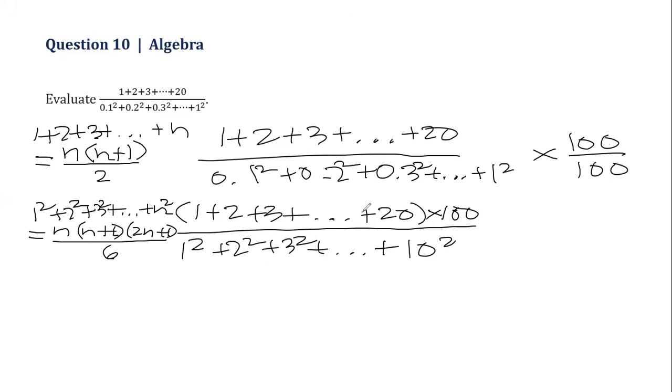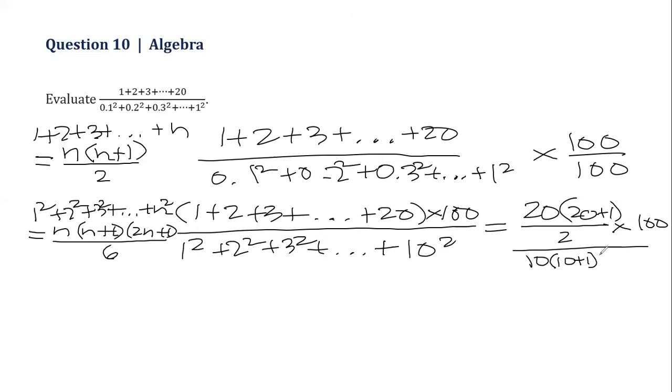Okay, so we can then just plug in. So this is equal to 20 times 21, 20 plus 1, divided by 2 times 100, all over 10 plus 1 times 20 plus 1 over 6.